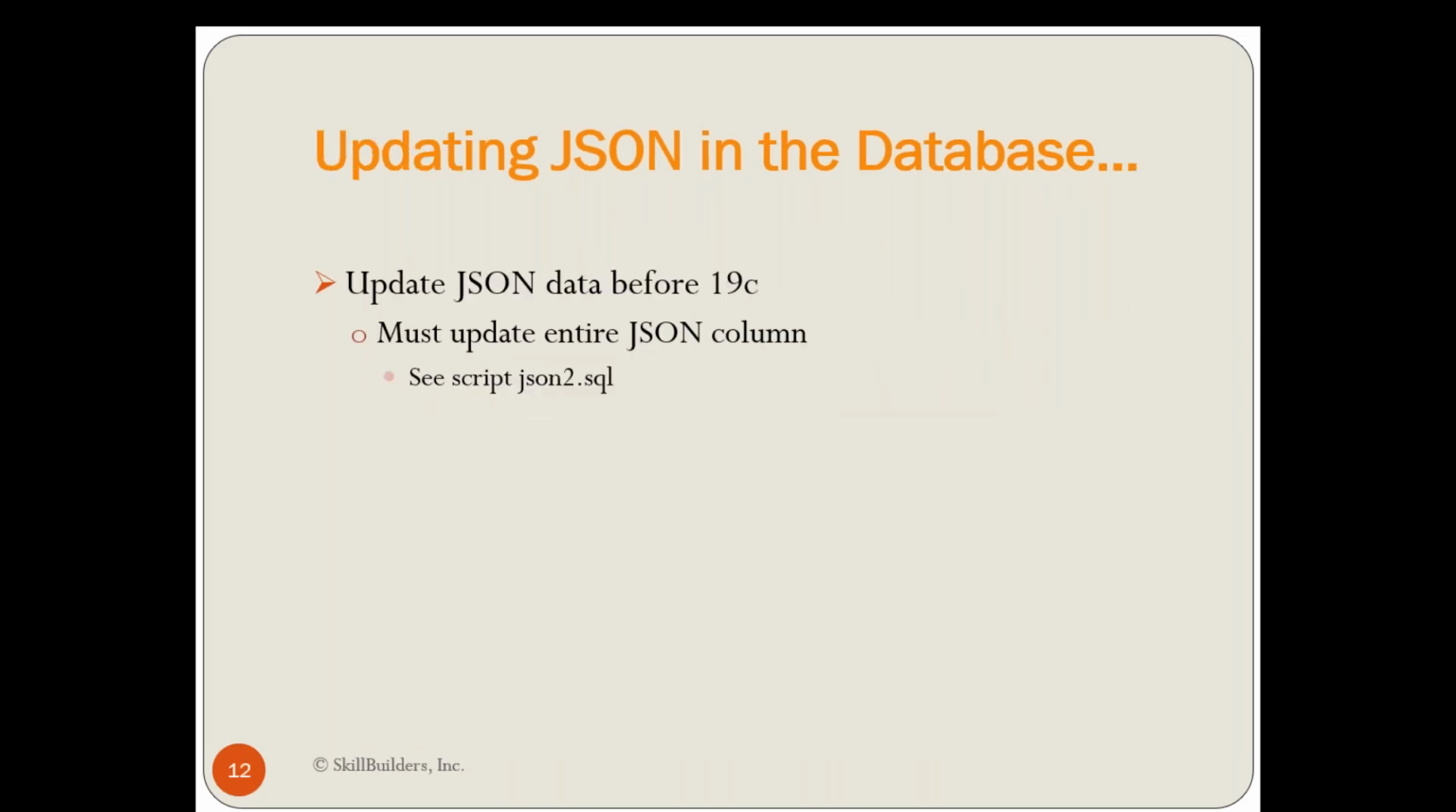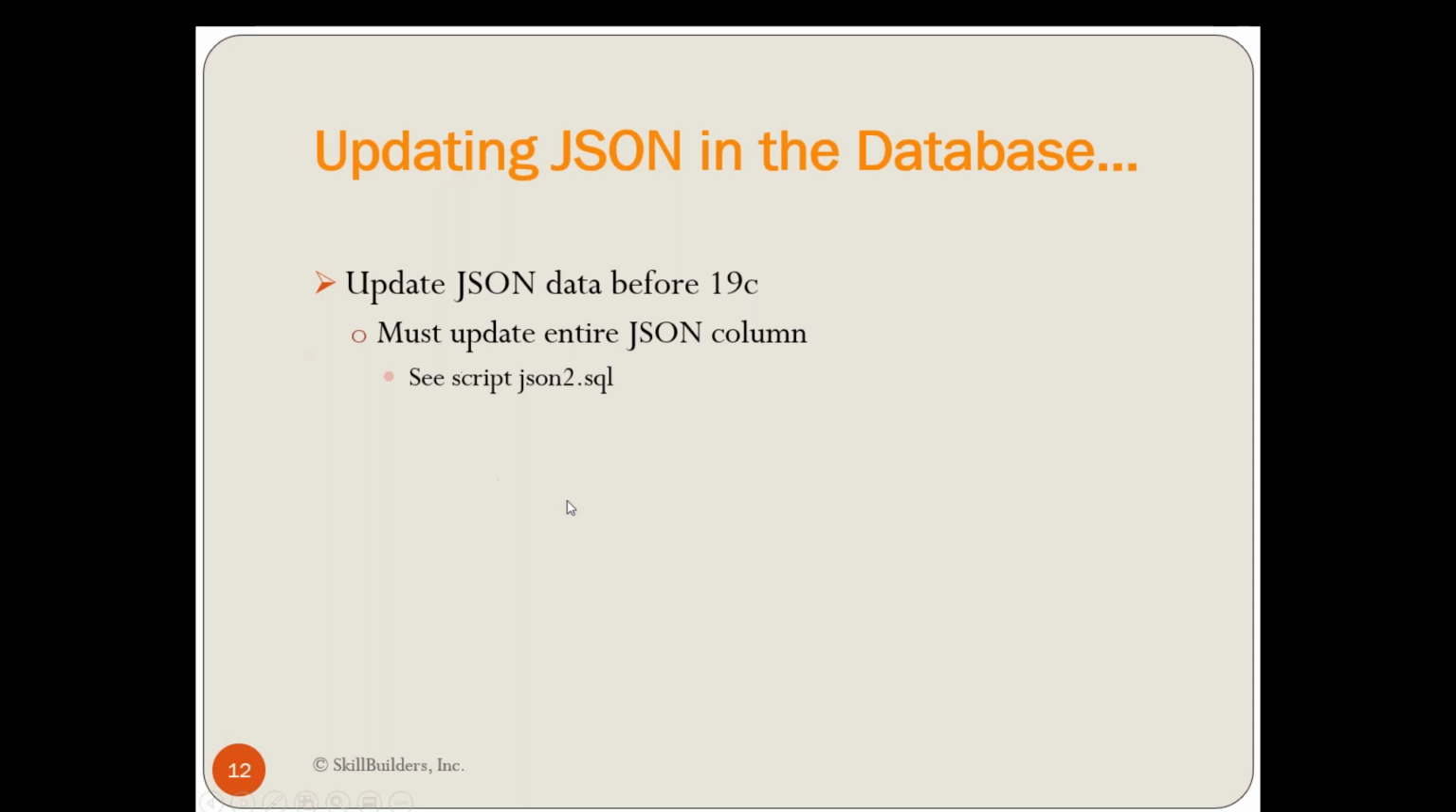Let's move on here. That was our JSON1.sql. Now let's look at updating JSON in a database. Unfortunately, before 19C, you must update the entire JSON column. And JSON is often very big. Arrays can be large arrays. So even if you're updating just one thing, you must update the whole JSON column. And that's a real pain in the neck to do. But you can attempt to do that and so on.